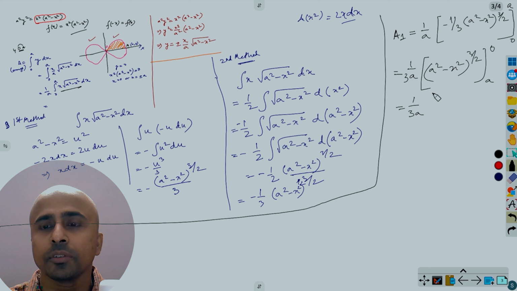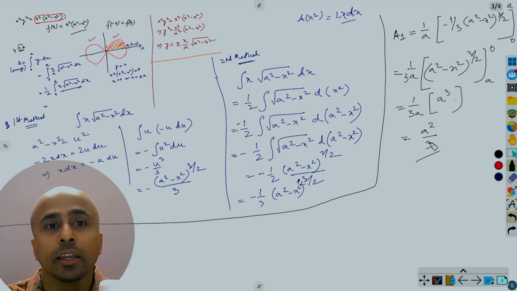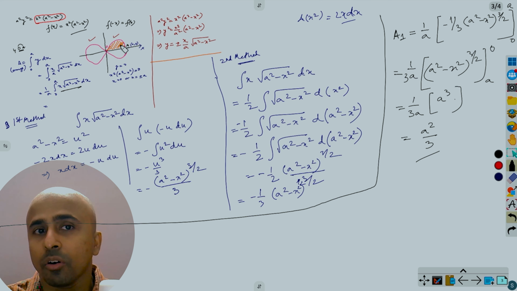So this gives a cube, and then at the other limit it is 0. So we have a cube by 3a. This is basically a square by 3. So we obtain the area of this orange region. Yes. See, initially we started working on only this part, only this orange part. So area of only this part is a square by 3.